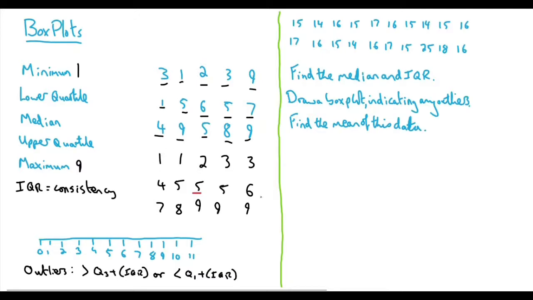So take off the 1, take off the 9, take off the 1, take off the 9, 2, 9, 3, 8, and so on, and work inwards until you find this middle number. So in this case here, our median is going to be 5.